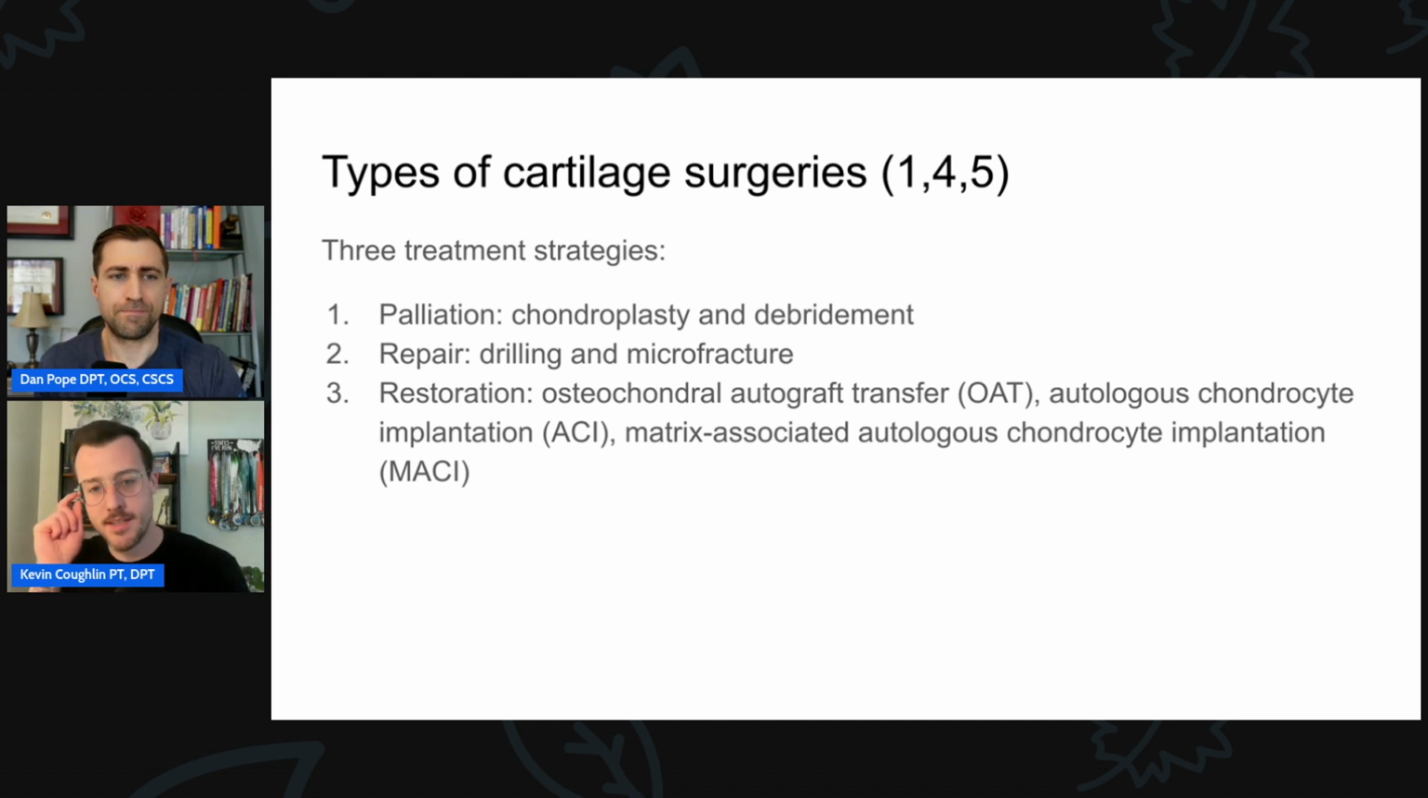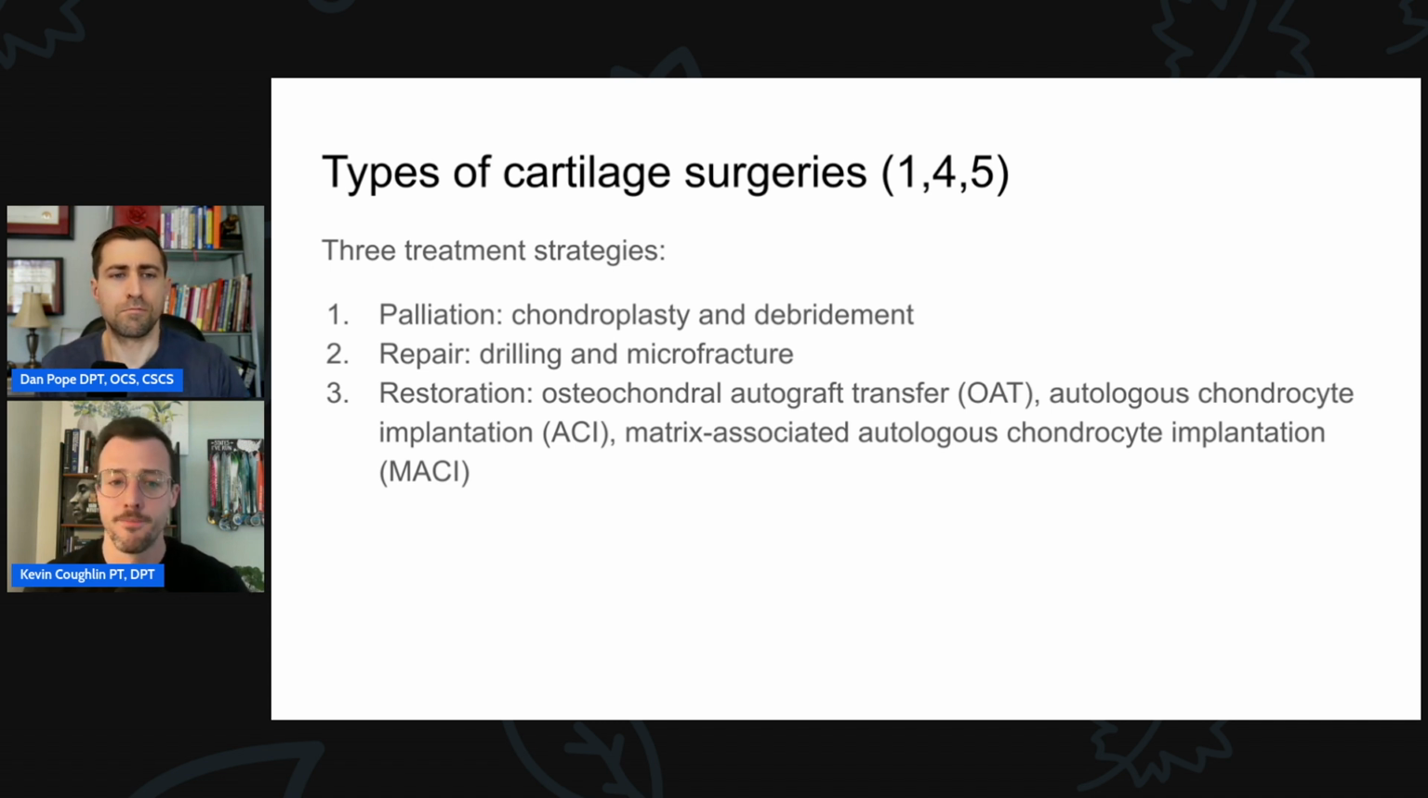All right. So getting into the types of cartilage surgeries. There's really three treatment strategies, and I'm sure there's more than this, but in terms of the main surgeries that you'll see as a PT, we see a palliation type surgery, so a chondroplasty and debridement. This is where they just go in and clean things up and try to reduce mechanical symptoms, if they think that's really the cause there. I won't talk about those couple procedures that much.